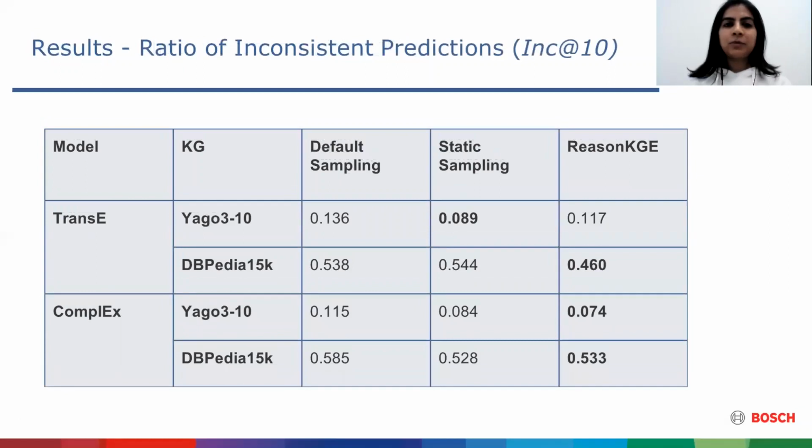In addition to the link prediction performance, we also measured the ratio of inconsistent predictions. This is done by looking at the top 10 predictions from the embedding model and measuring how many of these are inconsistent with respect to the underlying ontology. We can see here that in most of the cases, Reason KGE leads to fewer inconsistent predictions, which demonstrates the benefits of using this method. It is also to be noted that Reason KGE can be employed on top of any underlying embedding method and thus lead to its improvements.